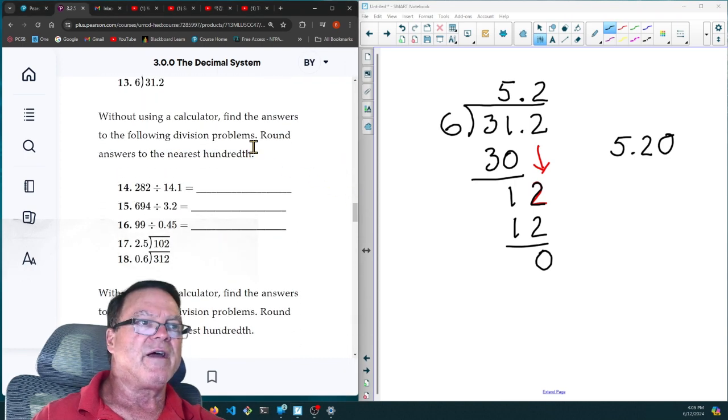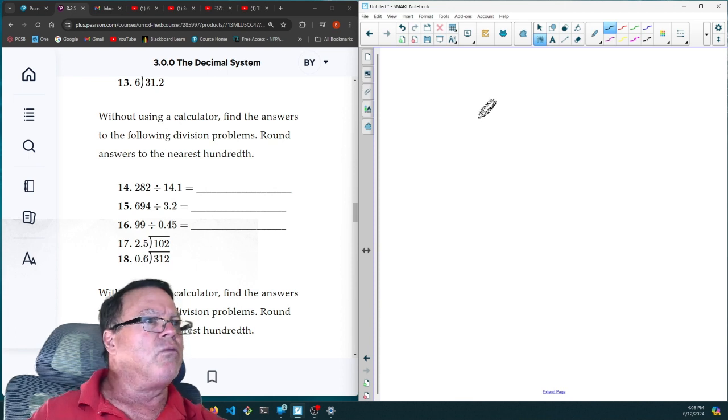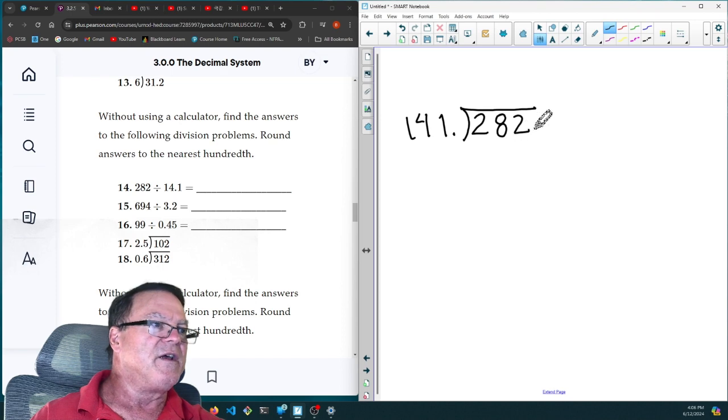Okay. Without using a calculator, find the answers to the following division problems. Round your answers to the nearest hundredth. All right, so 282 divided by 14.1. Well, I'm going to write 141. I'm going to move my decimal point one place to the right. So here I'm going to move my decimal point one place to the right and put this 0 as a placeholder. So it's 141 divided into 2,820 instead of 14.1 divided into 282. So 141 goes in twice, makes it 282.